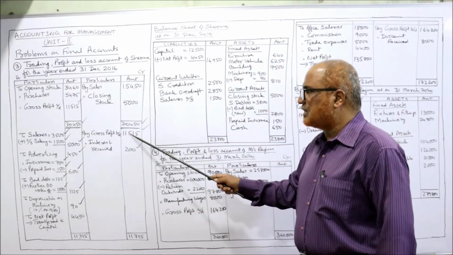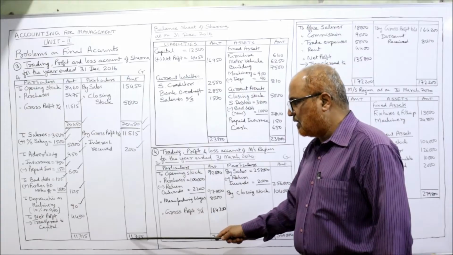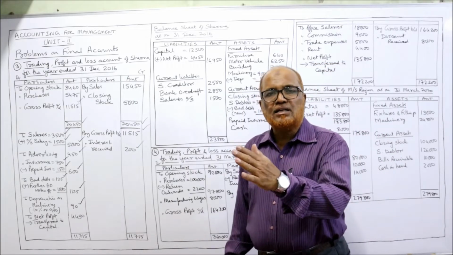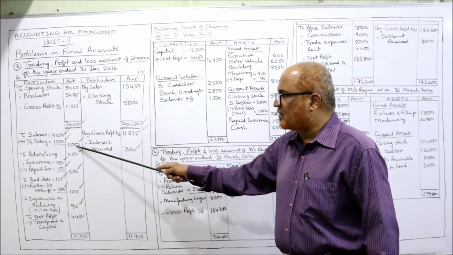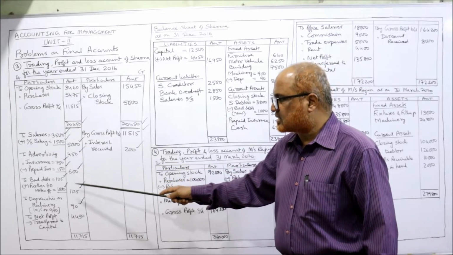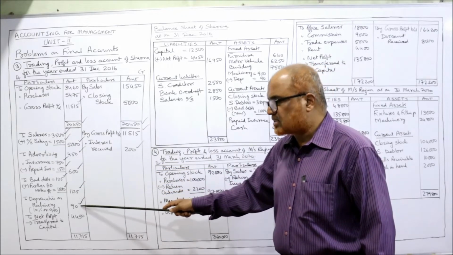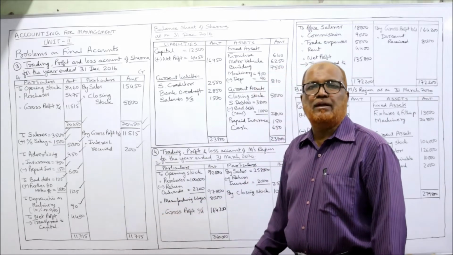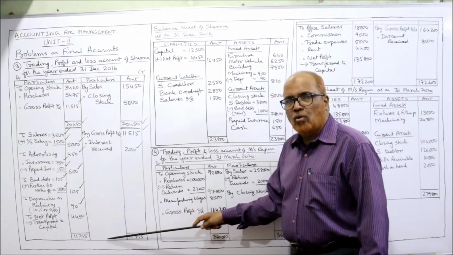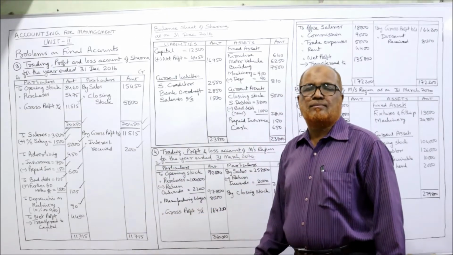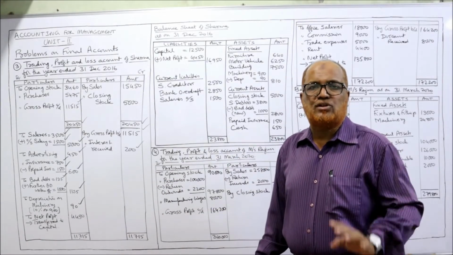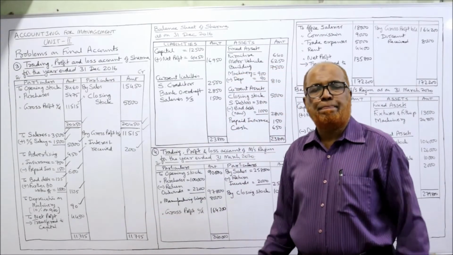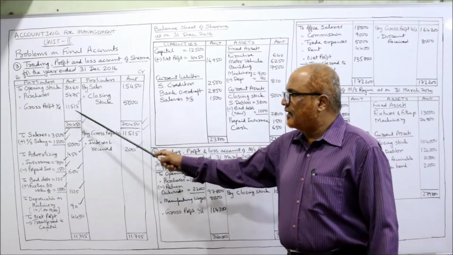Credit side 11,515 plus 200, 11,715. Same 11,715. Deduct all debit items, minus 5,000, minus 450, minus 600, minus 1,125, minus 90. So the balancing figure is 4,450. Credit side is more, debit side is less. So there is a net profit. So net profit transferred to capital 4,450. That's all. We have completed trading account, P&L account.